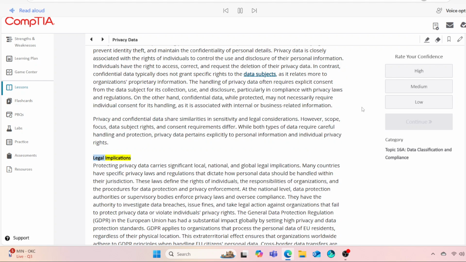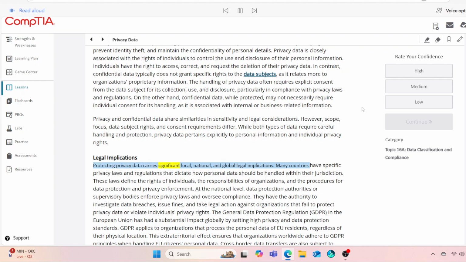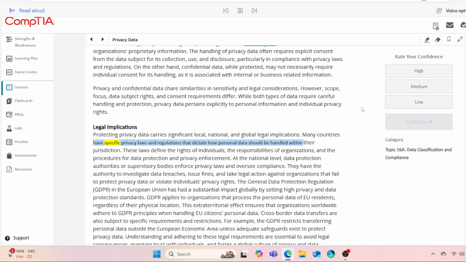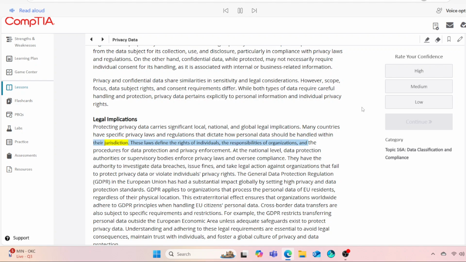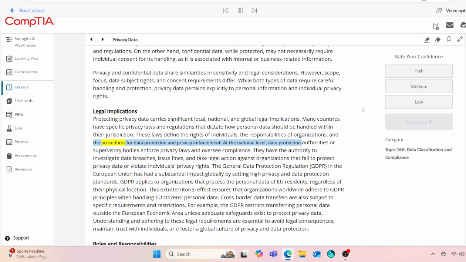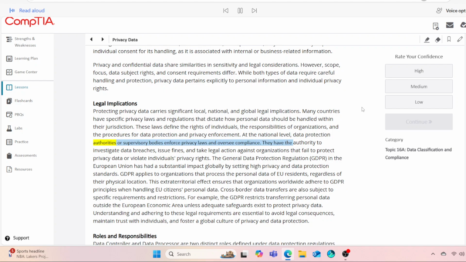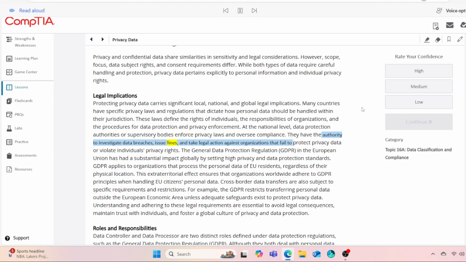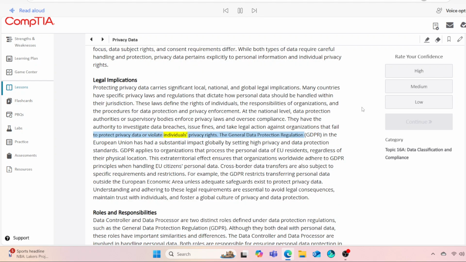Legal implications. Protecting privacy data carries significant local, national, and global legal implications. Many countries have specific privacy laws and regulations that dictate how personal data should be handled within their jurisdiction. These laws define the rights of individuals, the responsibilities of organizations, and the procedures for data protection and privacy enforcement. At the national level, data protection authorities or supervisory bodies enforce privacy laws and oversee compliance. They have the authority to investigate data breaches, issue fines, and take legal action against organizations that fail to protect privacy data or violate individuals' privacy rights.